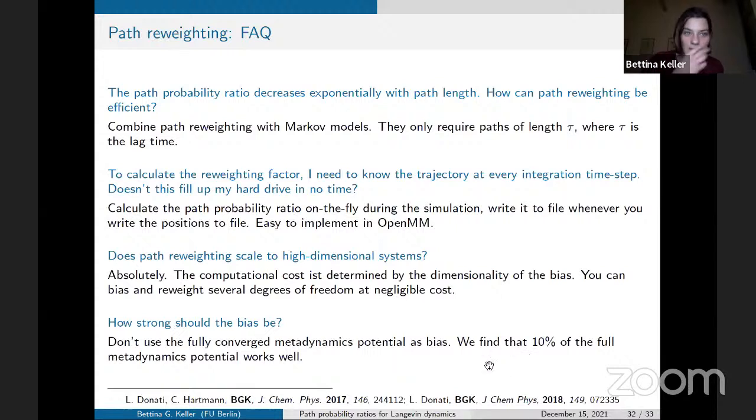Yeah, so we take 10% of the full system, and that worked well for the systems that we looked at. But what I maybe would also show: when should you use it is maybe the more relevant question, or the one that I can answer at least, right?